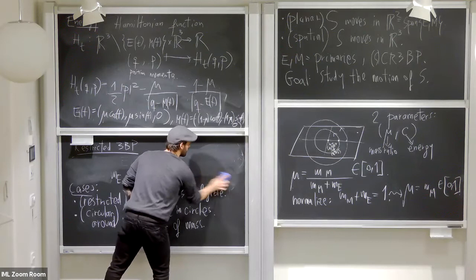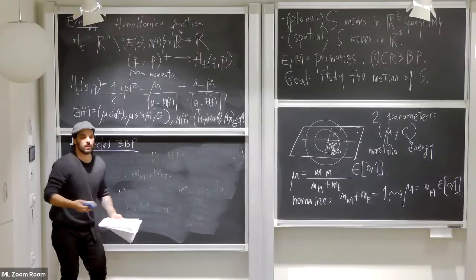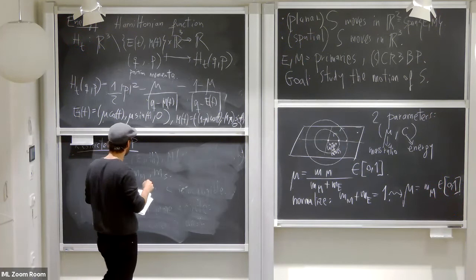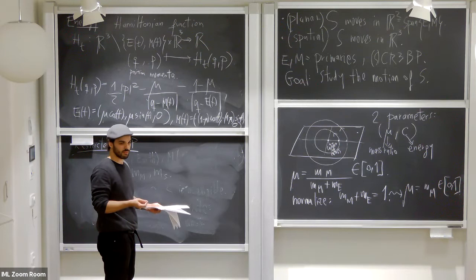Yeah. So mu equals zero is when there is no Moon. When there is no Moon, the Earth is sitting on the origin. Yes, the center of mass is just there. Oh yeah, okay.